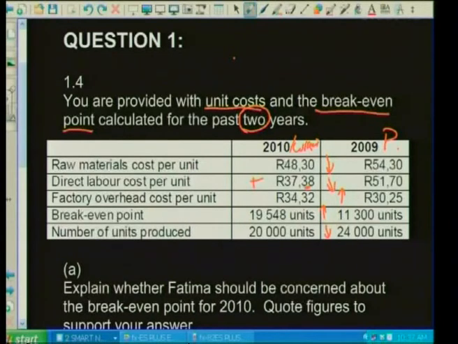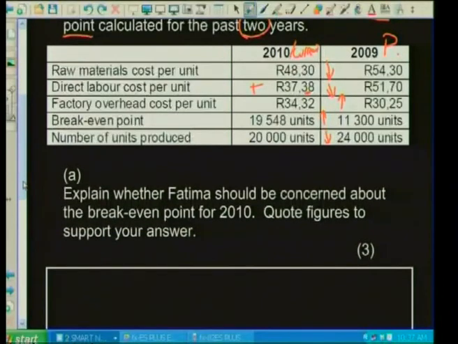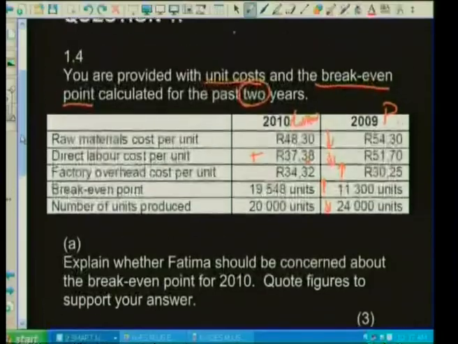Right, let's go to our questions and let's attempt answering them. The first question on these ratios that were given to us: explain whether Fatima should be concerned about the break-even point for 2010. Quote figures to support your answer. Right, guys, I mentioned right at the beginning that I'm going to explain break-even point when we get to the actual question. Let's now take some time to recap on break-even.